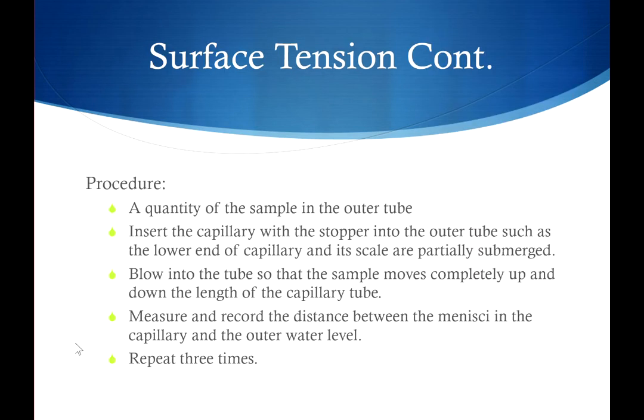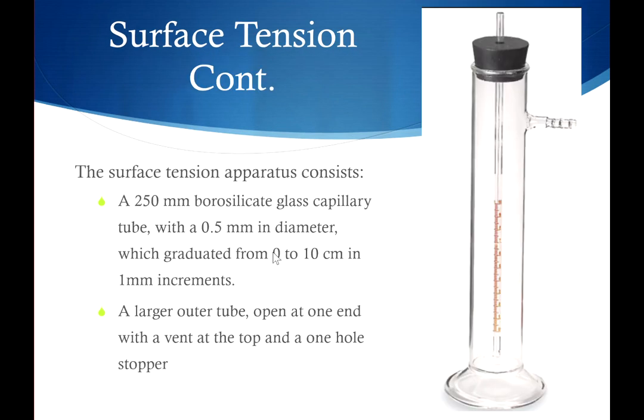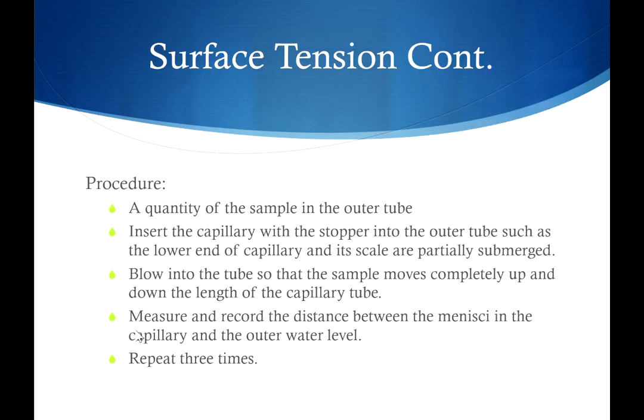Then we have to measure and record the distance between the meniscus in the capillary tube and the outer water level. That means that when we stop applying pressure, our water level in the capillary tube will start decreasing until it reaches equilibrium. So for example, if the equilibrium is here and the water level is here, we have to measure the distance between the two water levels. And then we have to repeat the experiment 3 times.